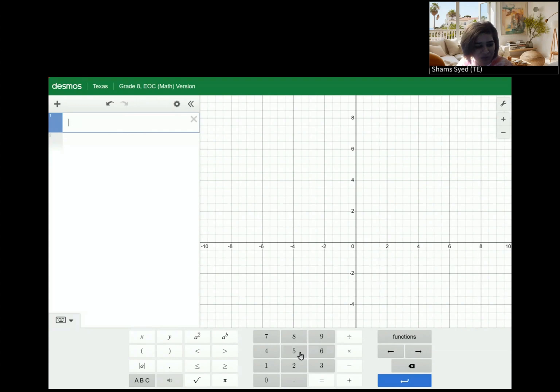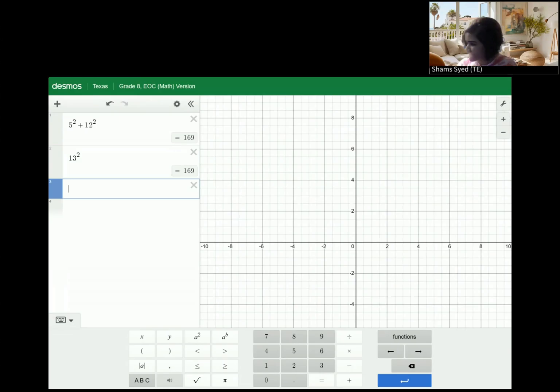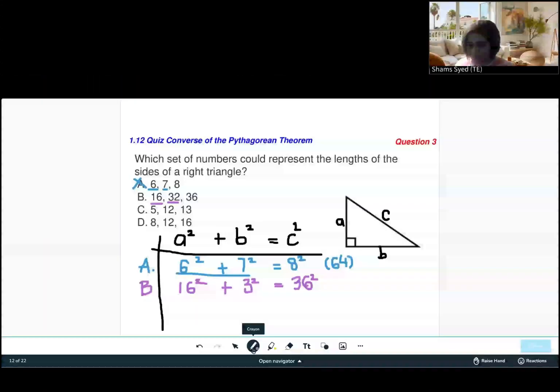In C, the shortest side is 5, so I square that. The next shorter side is 12, and I square that. The longest side in answer choice C is 13. When I square that, the two shorter sides squared equal 169. The longest side squared is also 169. It creates a right triangle. That's how quick we can be using the calculator.